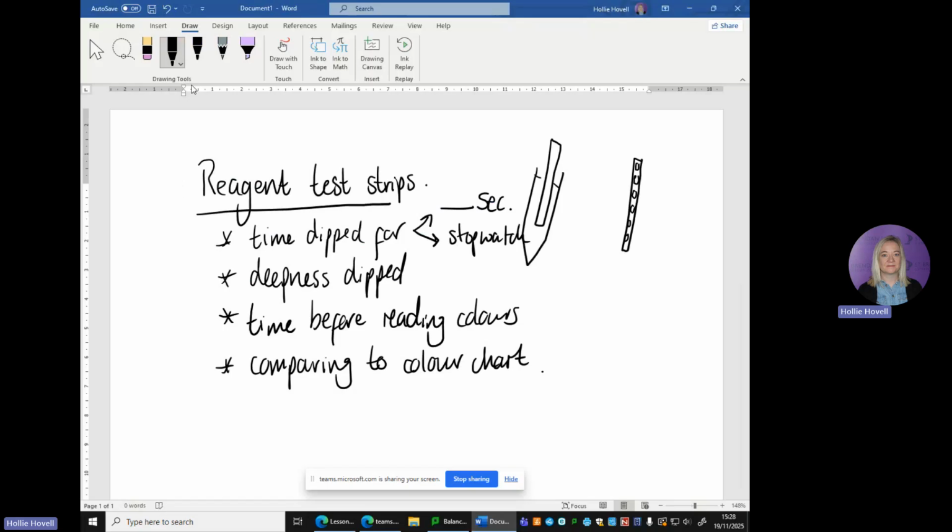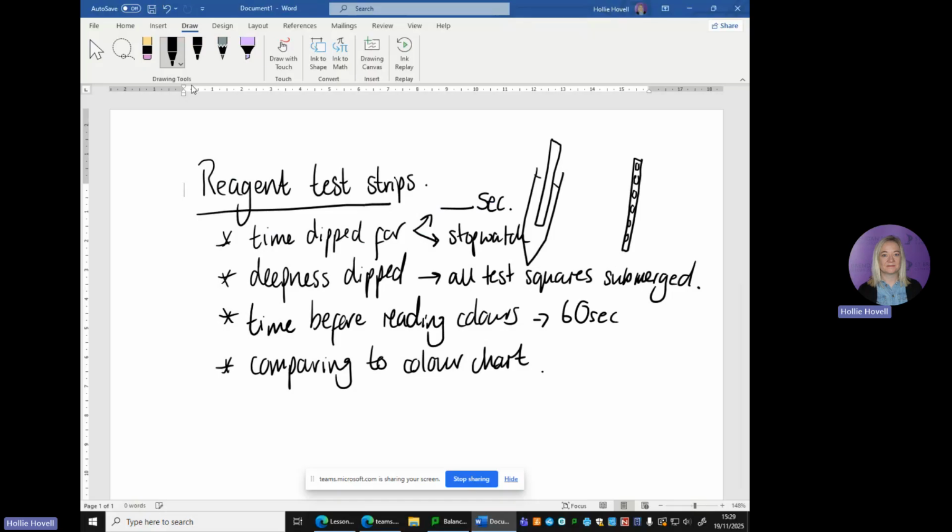Okay. How deep did you dip it? Hopefully you dipped it so all the test squares were submerged. Otherwise, they didn't take in the liquid, so they won't have tested it. So in terms of depth, you need to say that every time you looked carefully and you made sure that it was dipped right under the liquid. And sometimes that meant tipping the pot to the side to make sure each of the squares were underneath the liquid.